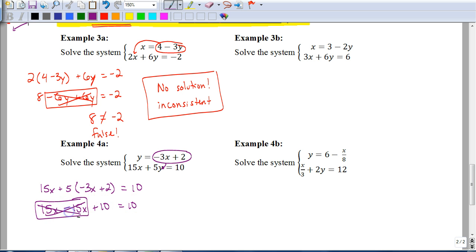Notice 15x minus 15x, those cancel each other out. That does not mean x is 0. That means that it's gone completely. So that means all I'm left with on the left side of the equal sign is 10. On the right side I have 10. This time I have a true statement.